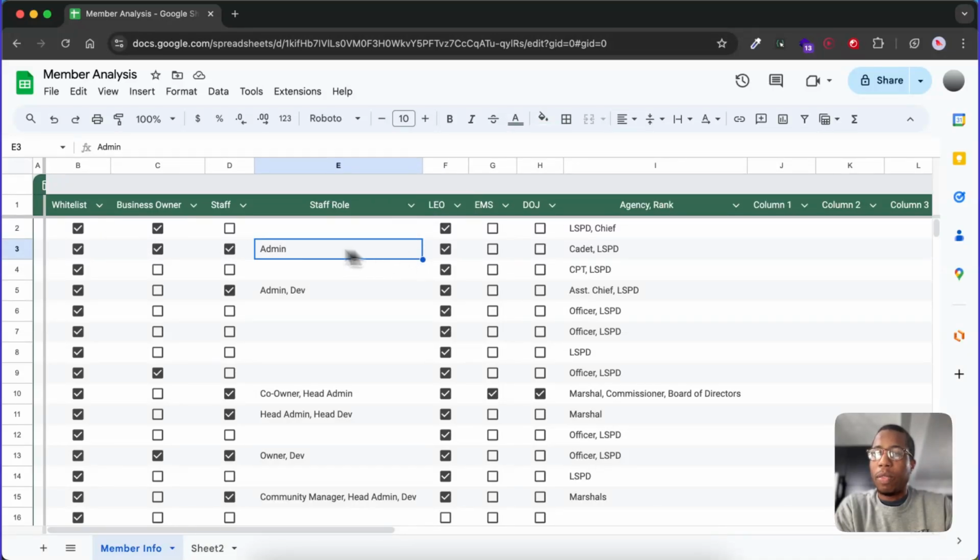So yeah, whitelisting. If they're a business owner, if they're a member of staff, and then what their staff roles are. And if they have several, it lists them with a comma delimiter. And then you have if they're LEO, EMS, DOJ. LEO includes LSPD and the Marshals. And then the agency and rank if that was available. So I went through all the members. I think they had like 80-something members in their community. I went through and I documented all this, and I turned this into a table.